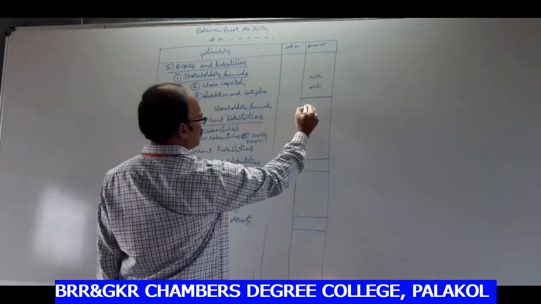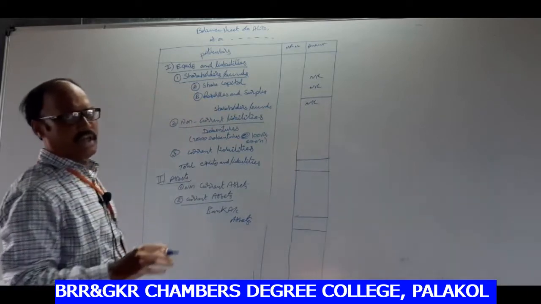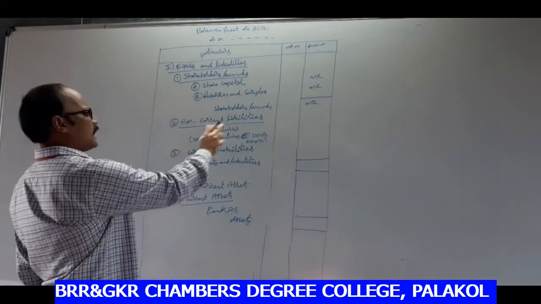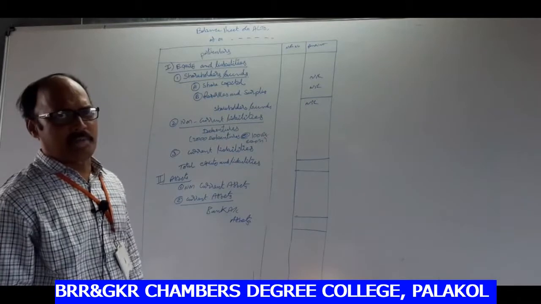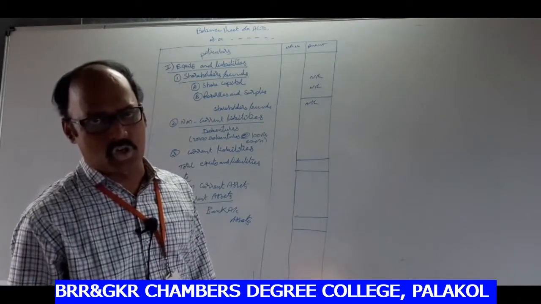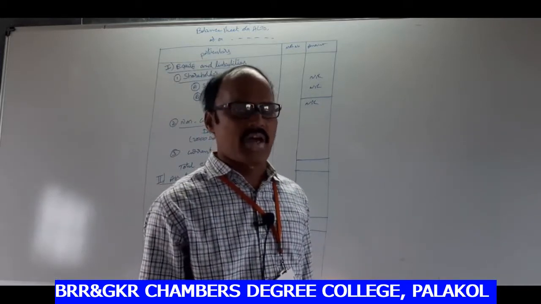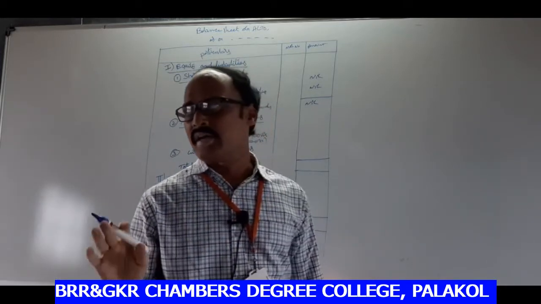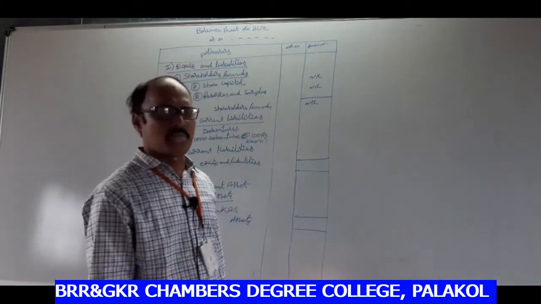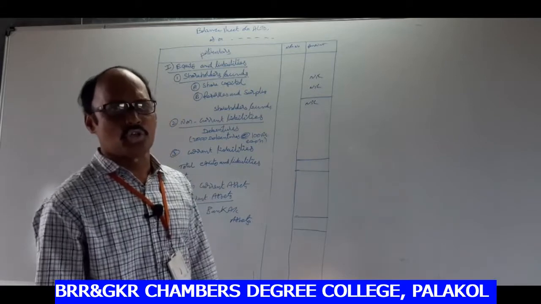So that's why the total shareholders' funds is also nil. Next one, non-current liabilities, which means long-term liabilities. Already A Company Limited issued 2000 debentures at the rate of 100 each, and the debentures are issued at par.